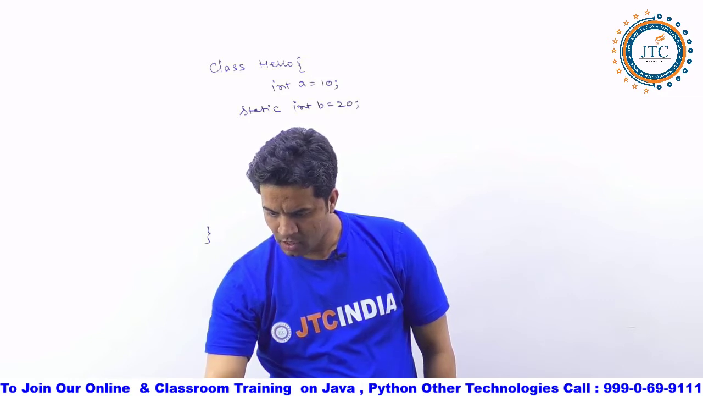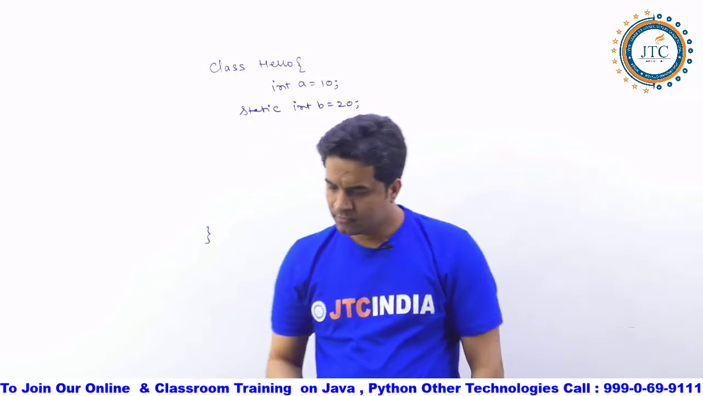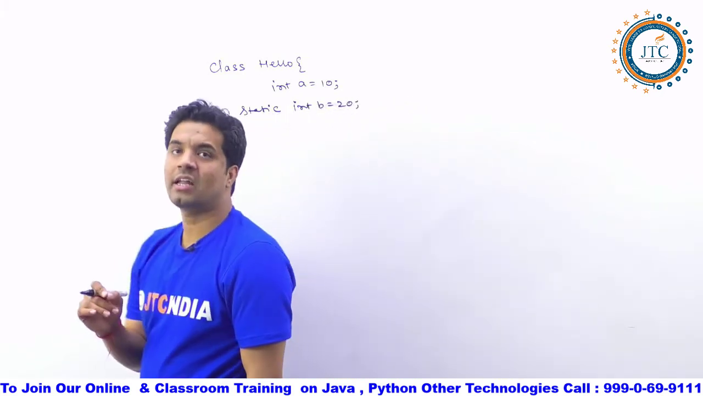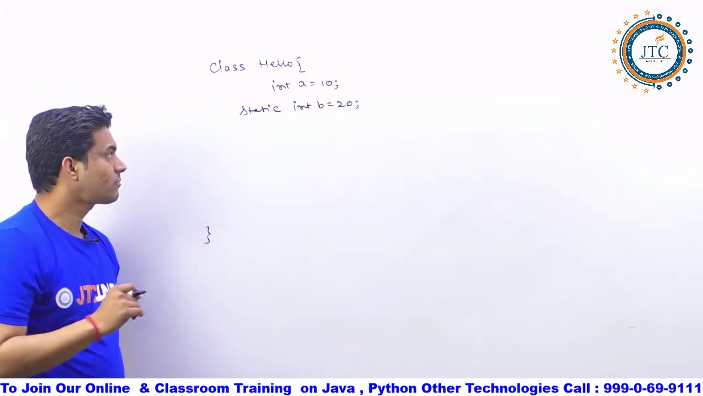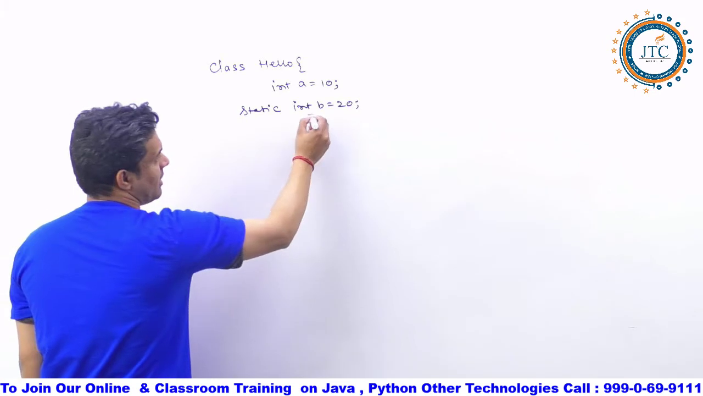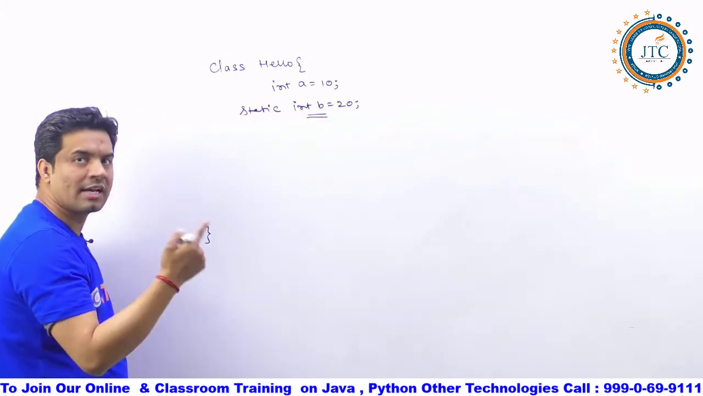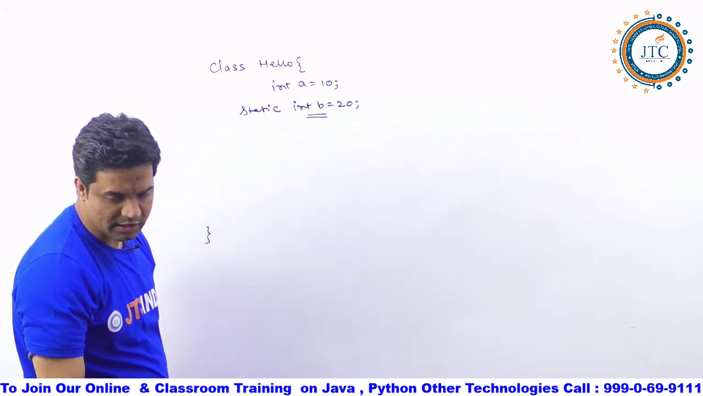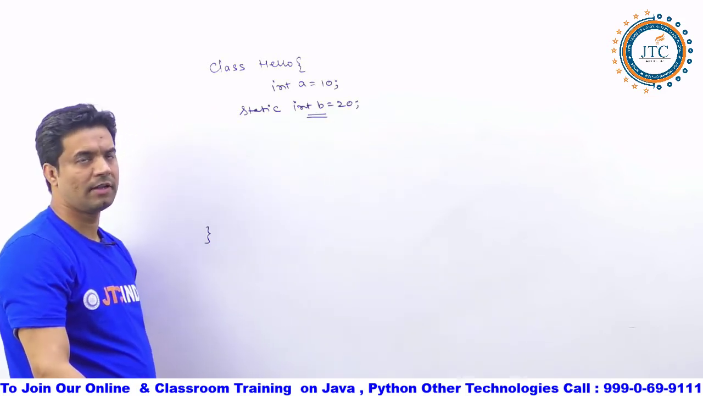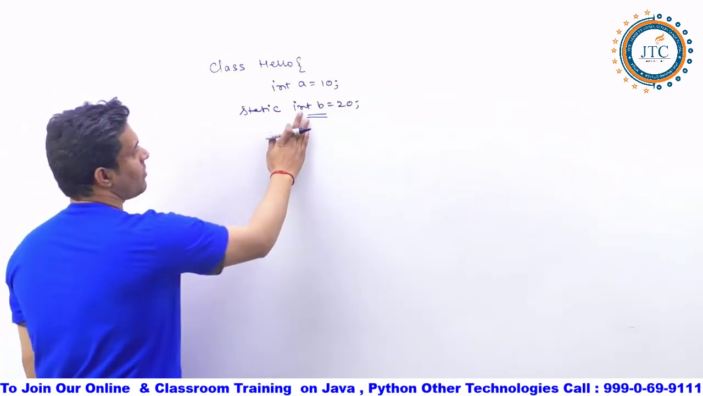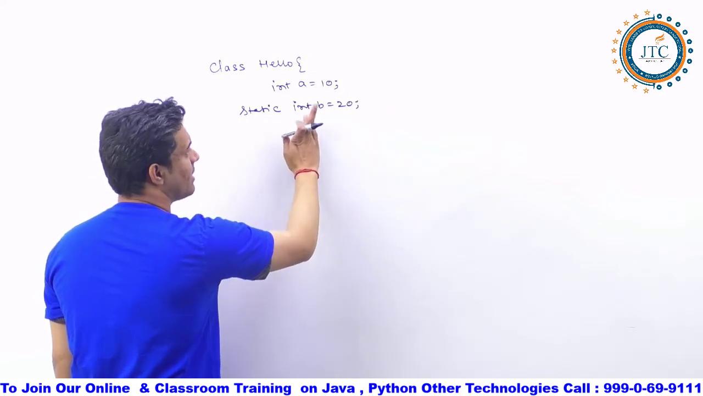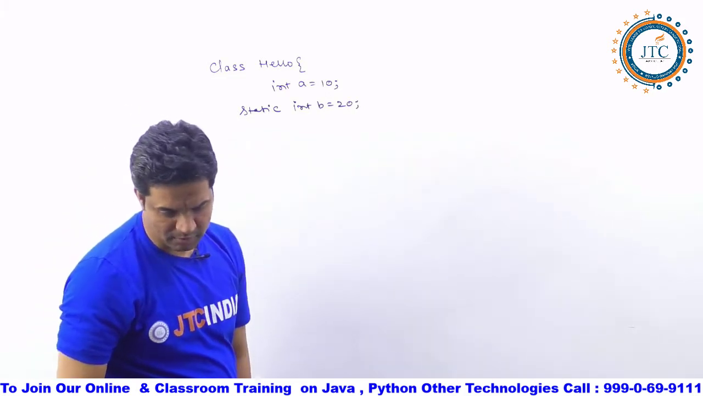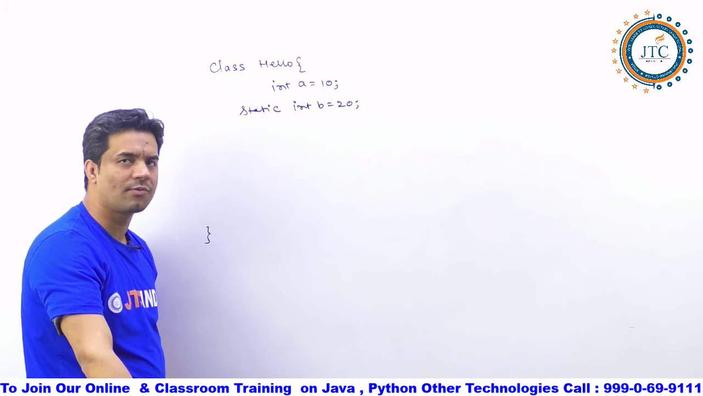Now here we have seen two things. One is how memory for the static variable is allocated, and when exactly memory is allocated for the static variable. That we saw yesterday. We have also seen when exactly a class is loaded into the main memory and how many times a class is loaded into the main memory. That we have already discussed.